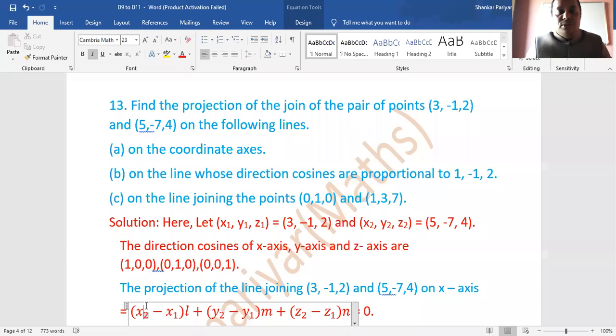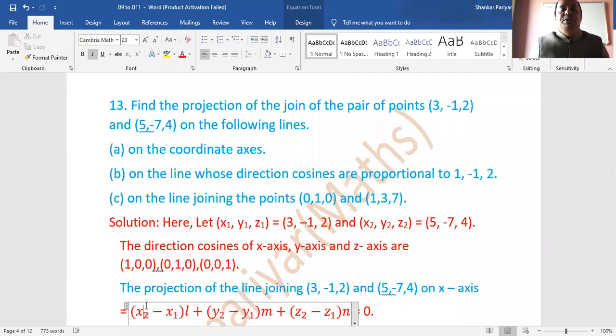So actually, A number problem we did. A number problem goes on the coordinate axes. So this is the projection on the coordinate axis. Sagar, did you understand this process? Sagar, do you have any problem? So Sagar is not speaking. He has an internet problem because he is using mobile data. So that is to find the projection of the join of a pair of lines.